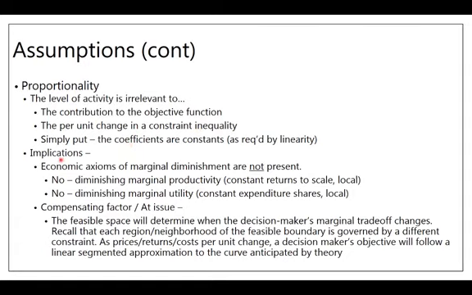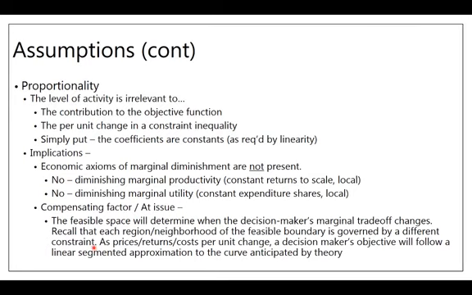So what are the implications? Well, the most common one is that marginal diminishment that you think of in classic microeconomics is not present. So no marginal productivity loss, no marginal utility diminishing in these. They may occur locally, but they're not there in these linear functions. There is a compensating factor, and that is in the feasible space. Because, we've talked about this a little bit, every region or neighborhood of the boundary of the feasible space is going to be governed by a different constraint.